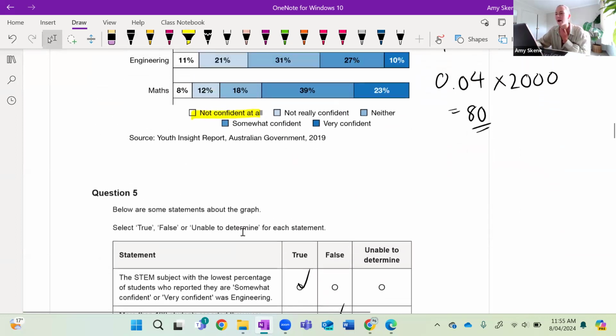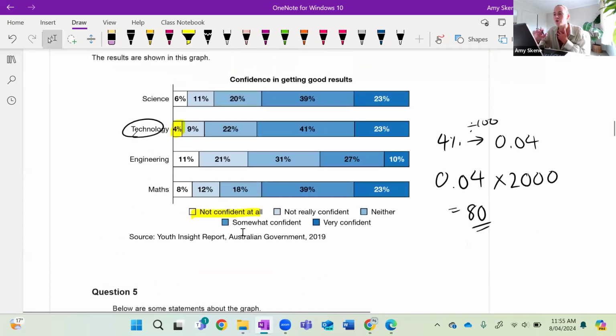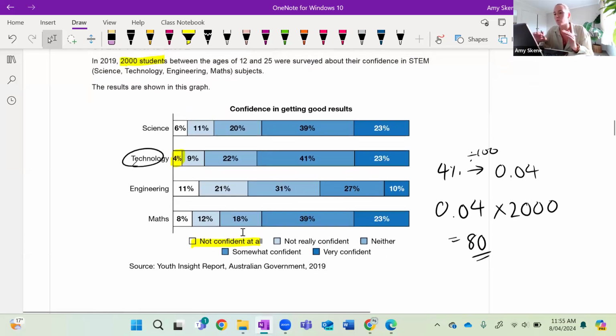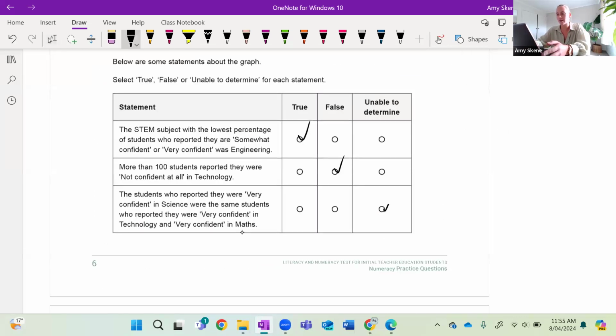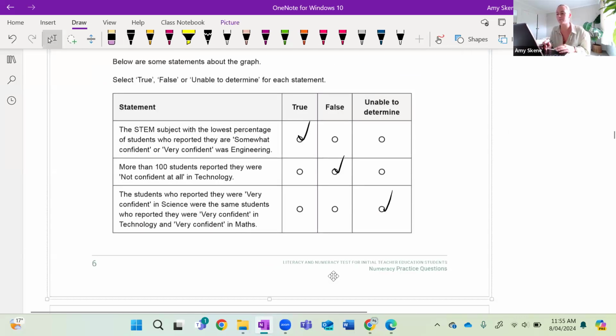In a survey, how are you supposed to know who's, like, you have no idea what students have selected in what categories based on this data. So straight away, I can just say that's unable to determine.